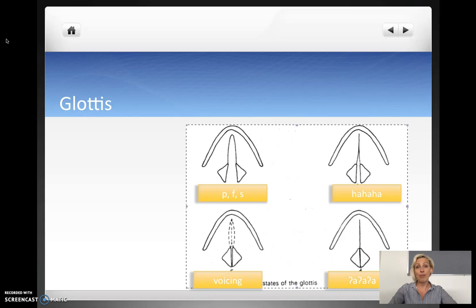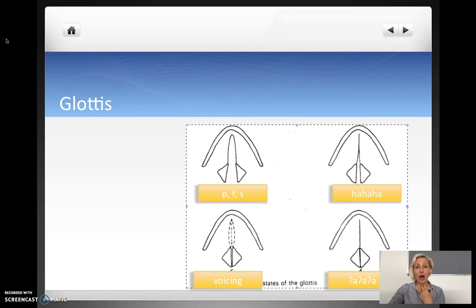And you have the four main states of the glottis here. So first of all, when the vocal folds are far apart, we produce no voice. So voiceless sounds such as p, f, and s. When the vocal folds are closer together, we produce whisper, or the sound ha.